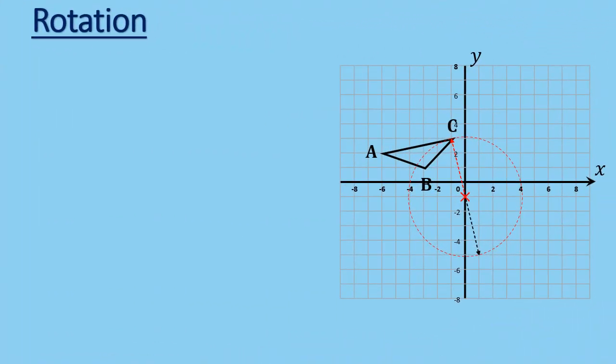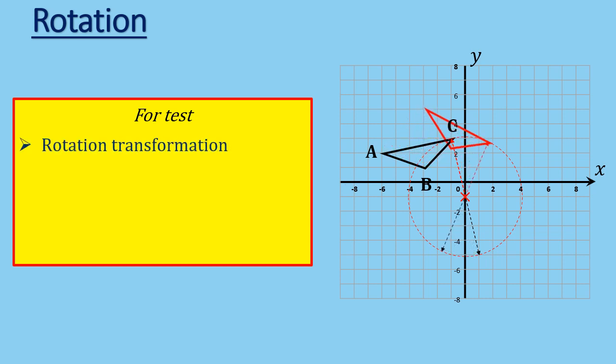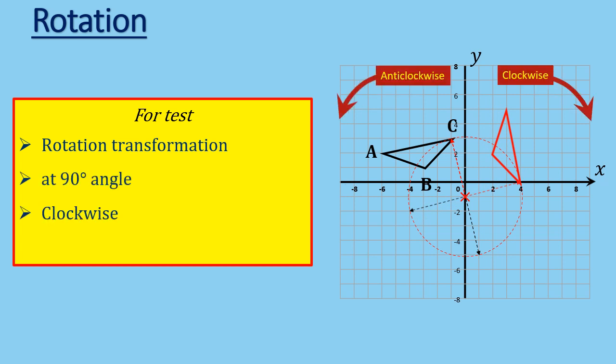Finally, when asked to describe a rotation transformation in a test, you must state its name as a rotation transformation. State the angle of rotation. Indicate the rotation direction, either clockwise or anti-clockwise. If the rotational angle is equal to 180 degrees, both directions will arrive at the same position, so the rotation direction is unnecessary in that case. Identify the coordinates of the rotational center.